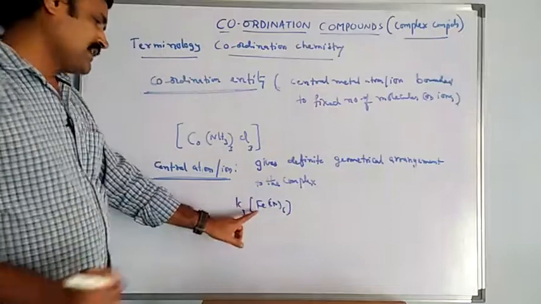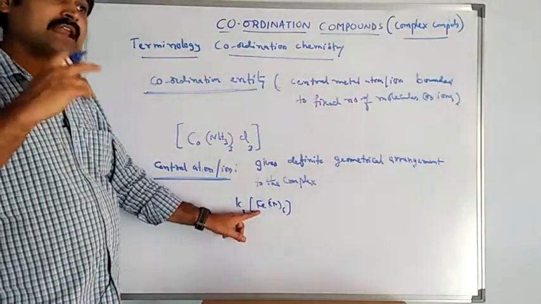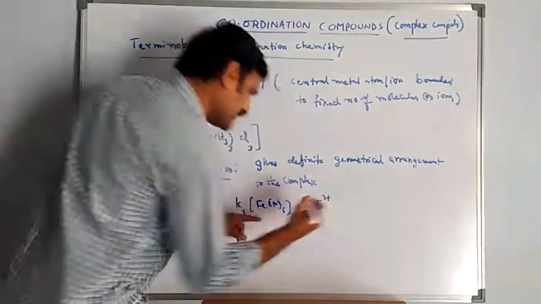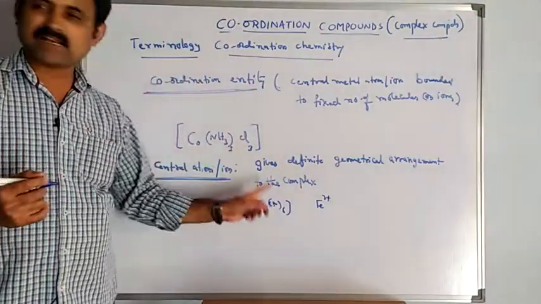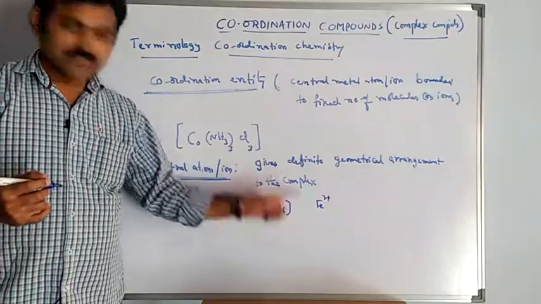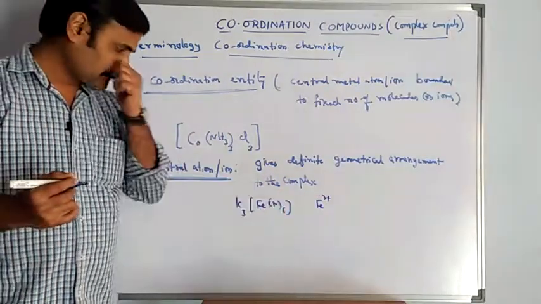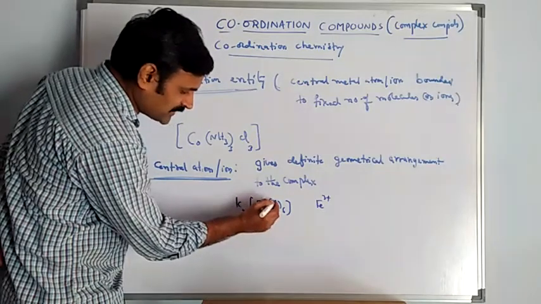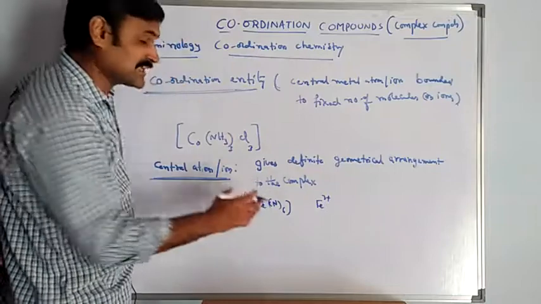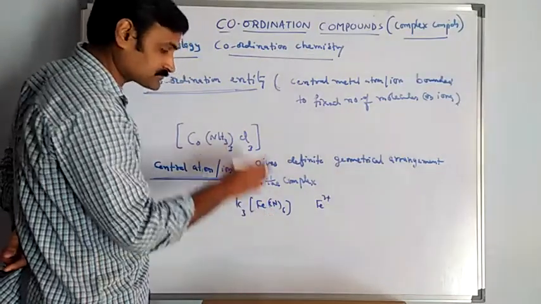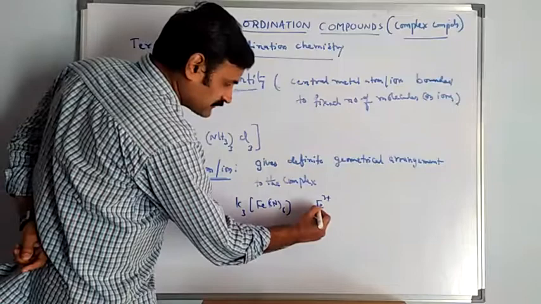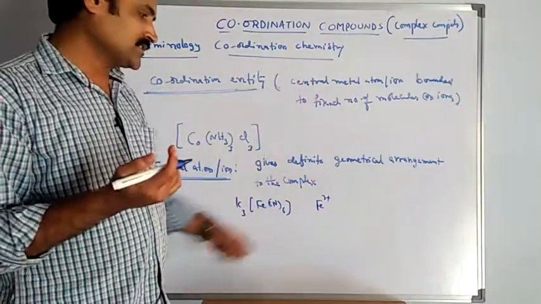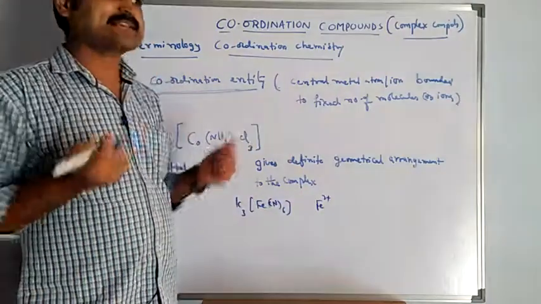K3[Fe(CN)6], in this iron is not iron, it is a metal ion. Okay, in this Fe3+ is there. Fe3+ is the central metal ion. In this central metal ion, it is surrounded by 6 CN minus ions. And this Fe3+ requires some electrons for its stability, so it takes electrons.